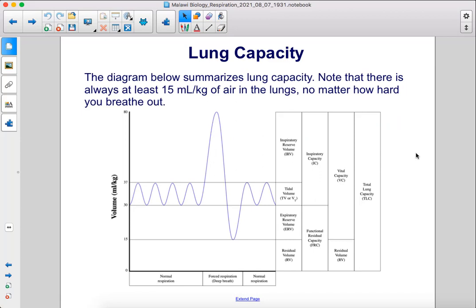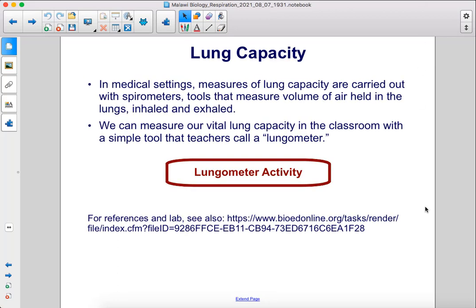The diagram below summarizes lung capacity. Note that there's always at least 15 ml per kilogram of air in the lungs, no matter how hard you breathe out. In medical settings, measures of lung capacity are carried out with spirometers, tools that measure volume of air held in the lungs, inhaled and exhaled. We can measure our vital lung capacity in the classroom with a simple tool that teachers call a lungometer.